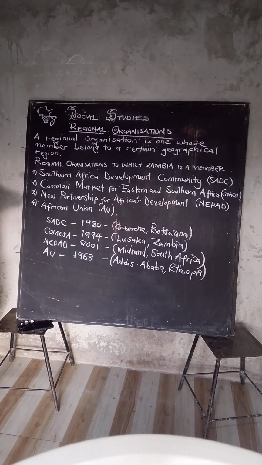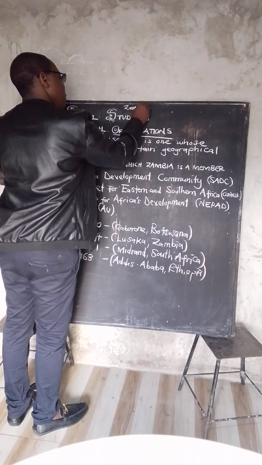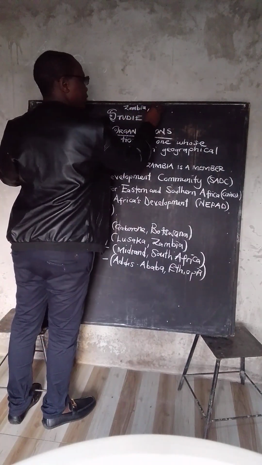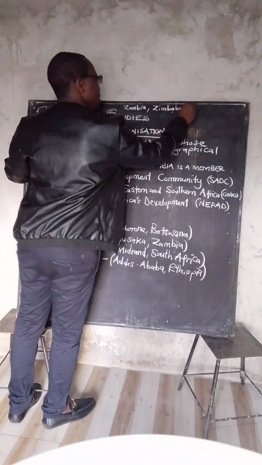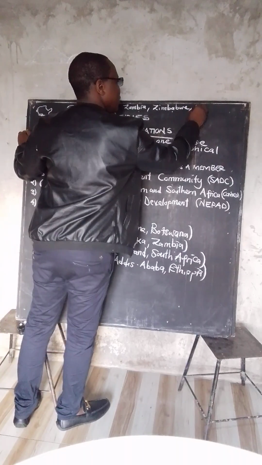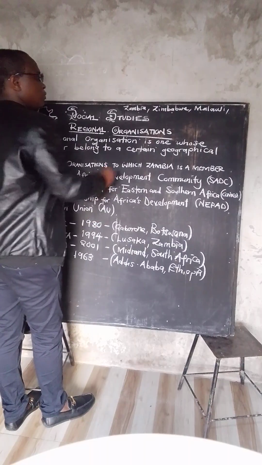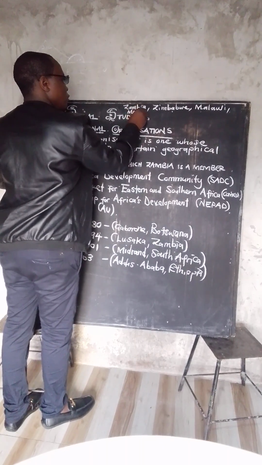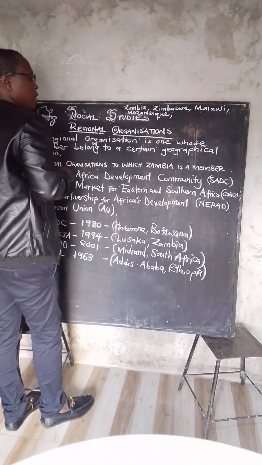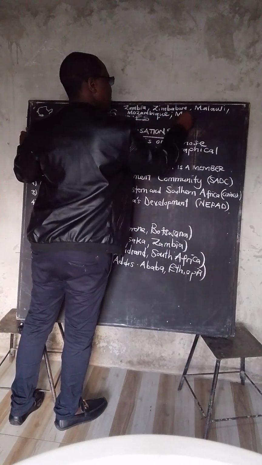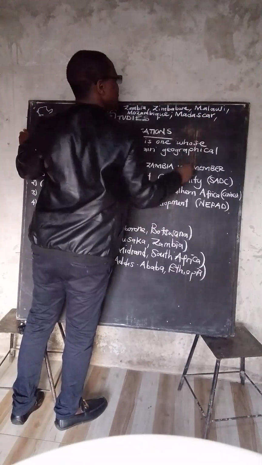These countries are, number 1, Zambia. Zambia belongs to SADC. Number 2, we have Zimbabwe. Then we have Malawi. Malawi also belongs to SADC. What else? We have Mozambique. Mozambique also belongs to SADC. What else? We have Madagascar. What else?